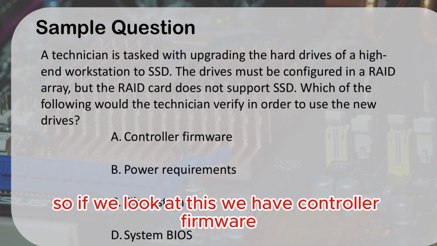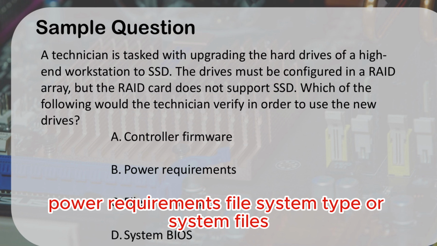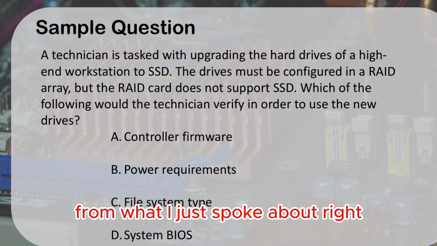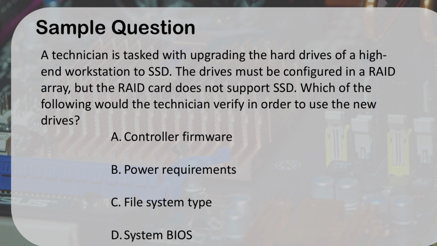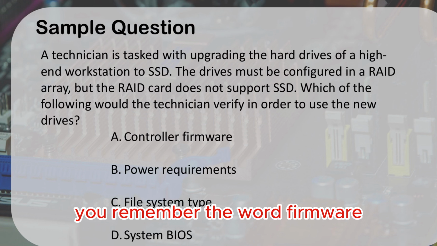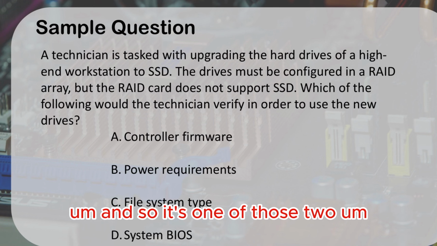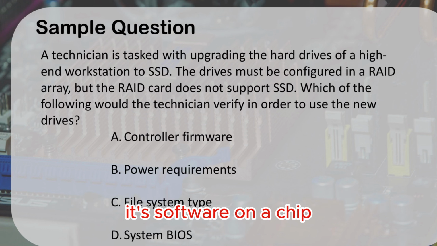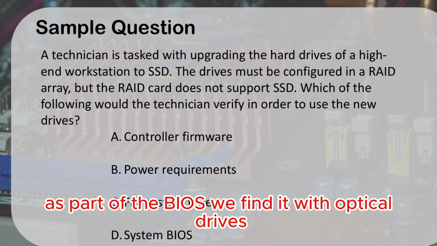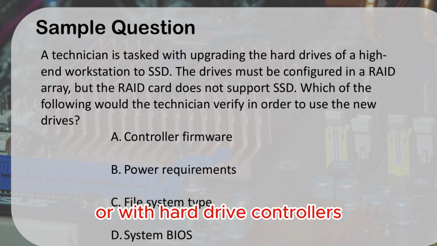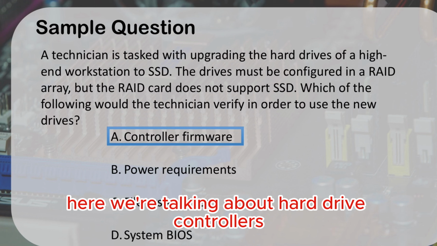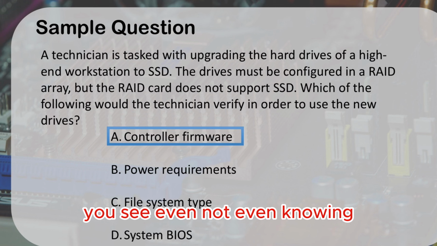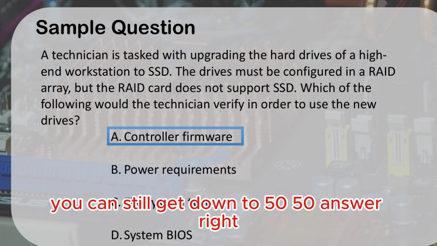So if we look at this, we have controller firmware, power requirements, file system type, or system BIOS. Now, only two of these things should even sound remotely familiar from what I just spoke about, right? Which ones? A and D, right? You remember the word firmware, you remember the word BIOS, right? And so it's one of those two. In this question, we were talking about firmware, it's software on a chip, and we find it either on the motherboard as part of the BIOS. We find it with optical drives or with hard drive controllers. Here we're talking about hard drive controllers, so the answer should be the controller firmware. Even not even knowing, you can still get down to a 50-50 answer, right? So it helps you out there.